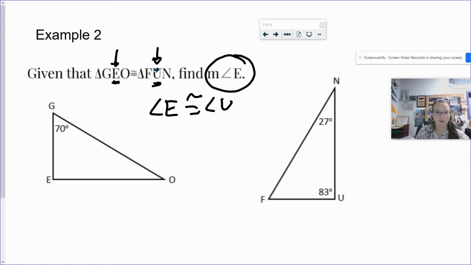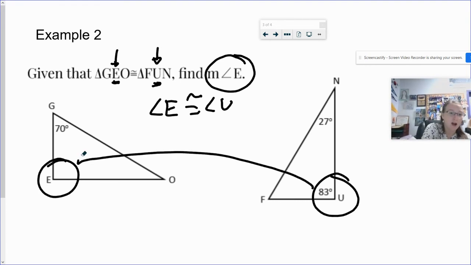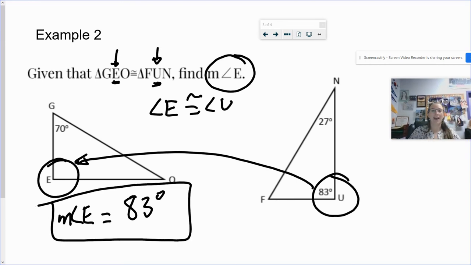So let's look for angle where we want angle E. We don't have it. And here's angle U. There we go. So what is the measure of angle E? 83 degrees. Once again, our congruent statement said that these two angles are congruent. Therefore, they have the exact same measure. Super easy so far, I hope. Now we're going to take it up a step.